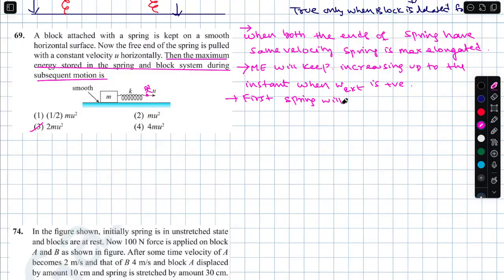Please try to understand what is happening over here. Mechanical energy will keep increasing up to some instant when F external is positive.